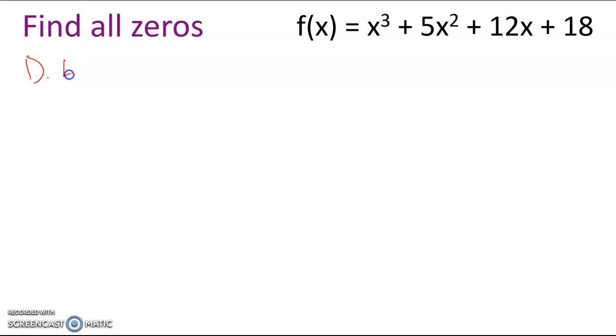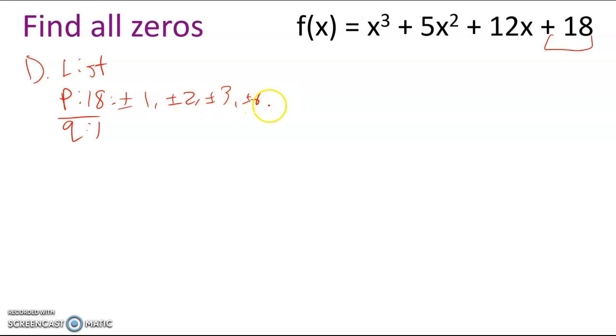first off my list, all right? P and Q. P, my last number here is 18. Q, my first number is 1. List out numbers that multiply to 18. I got plus or minus 1, plus or minus 2, plus or minus 3, plus or minus 6. 3 times 6 is 18. 2 times 9 is 18. So I'm putting 9 out there. 1 times 18 is 18. So that's my list of P right there.